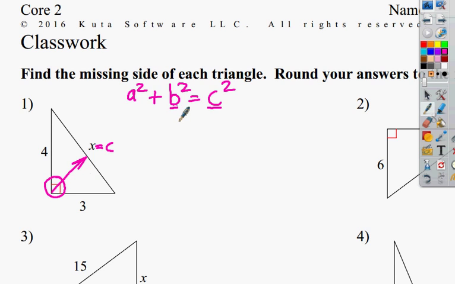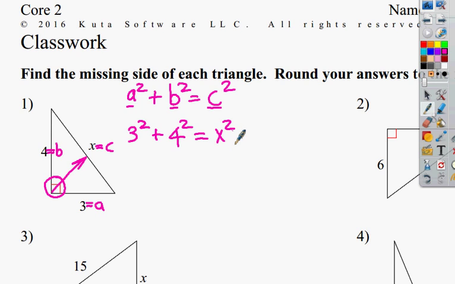A and B don't make a lot of difference. It doesn't matter which one's A, which one's B. I'm going to add the two together, so we can think of them either way. Now I write the formula, putting in the numbers that I know. So I called 3 a, so I'm going to do 3 squared. B is 4. I'm going to do 4 squared. And I don't know c. X is the value I'm looking for, so I'm going to say x squared.